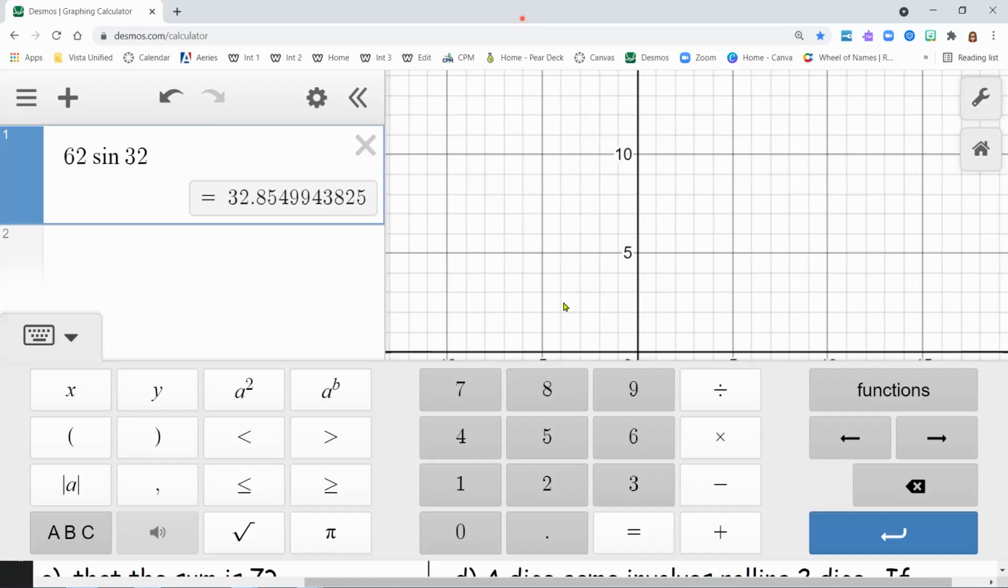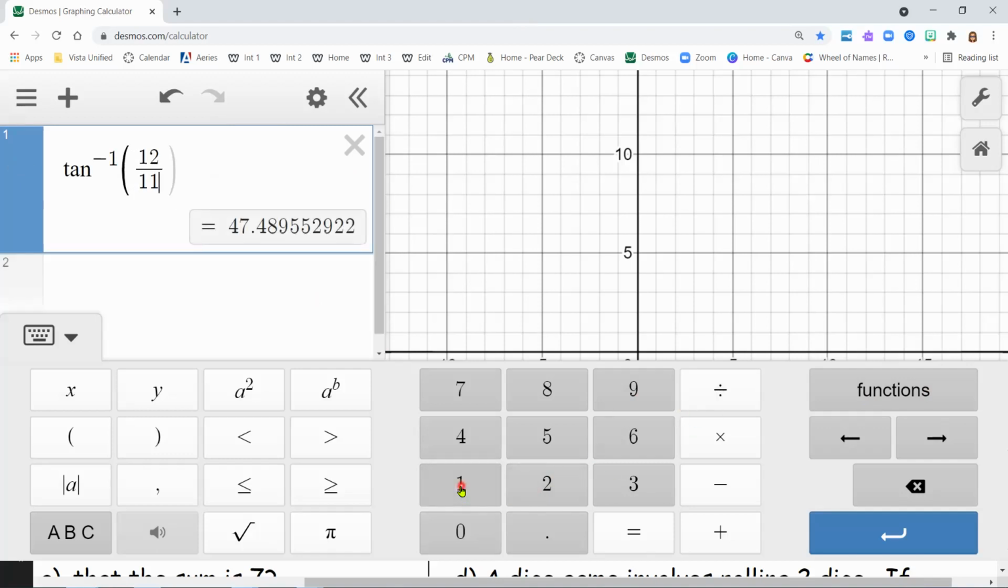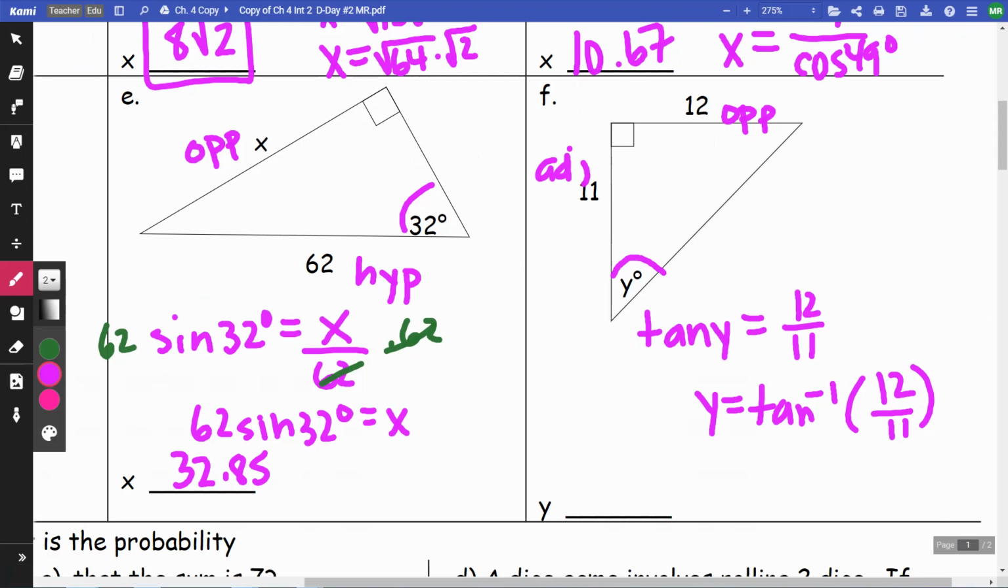So for tan inverse, if I go to functions, here's tan inverse, and I'm doing 12 divided by 11. I get 47.489, so a 47.49 degrees. So 47.49 degrees is our answer.